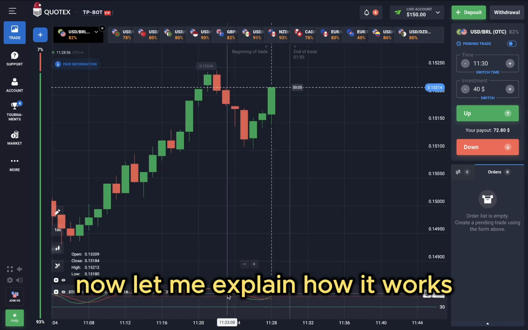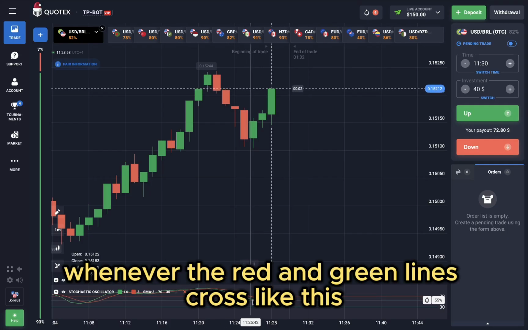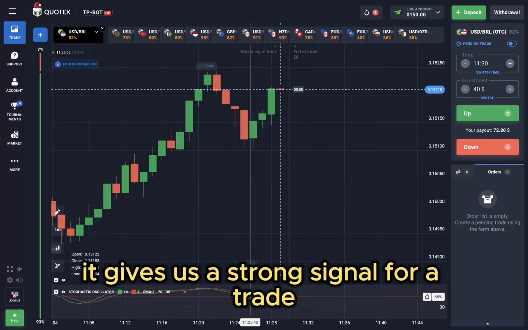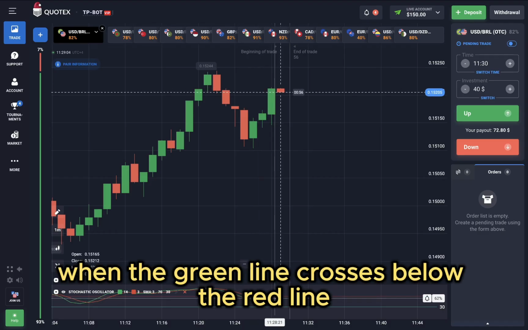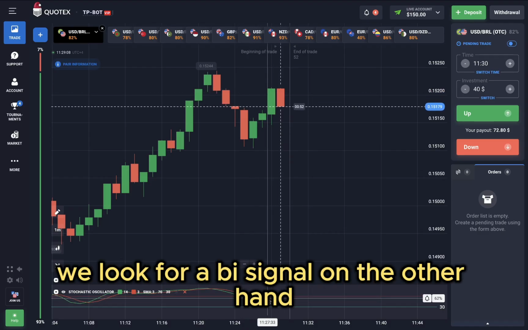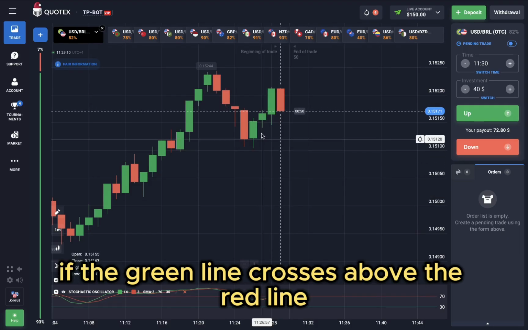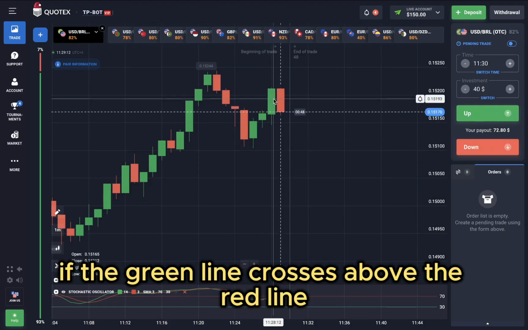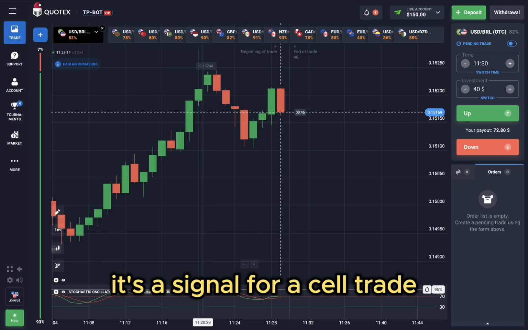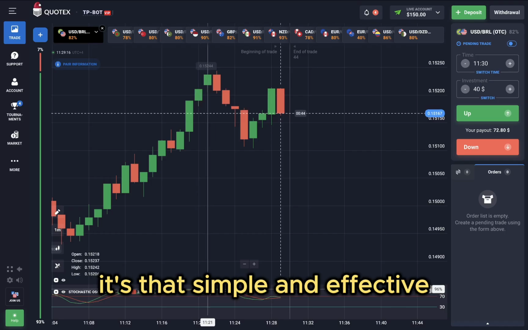Now, let me explain how it works. Whenever the red and green lines cross like this, it gives us a strong signal for a trade. For example, when the green line crosses below the red line, we look for a buy signal. On the other hand, if the green line crosses above the red line, it's a signal for a sell trade. It's that simple and effective.